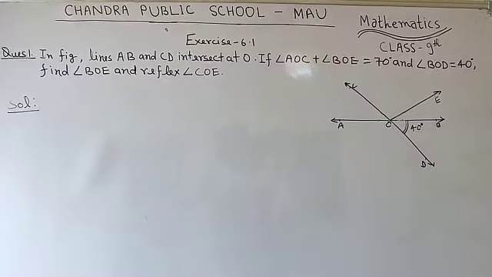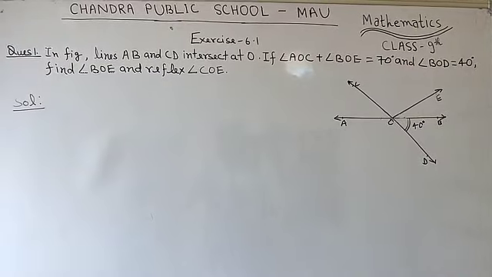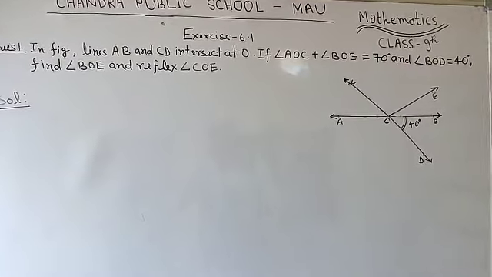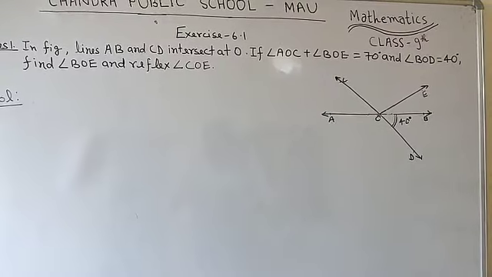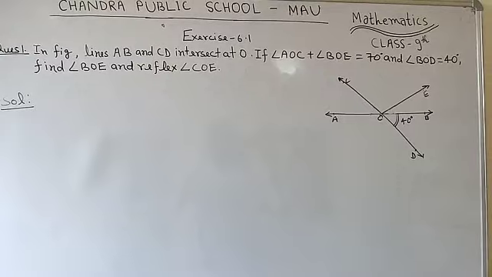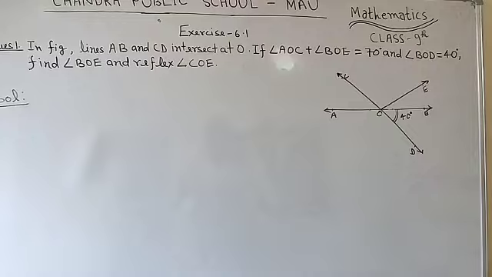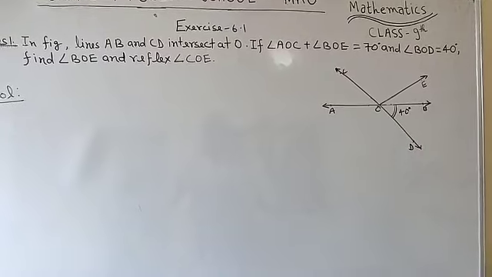Today I am going to start exercise 6.1. Here I have written question number 1. In the given figure, lines AB and CD intersect at O. If angle AOC plus angle BOE equals 70 degrees and angle BOD equals 40 degrees, then find angle BOE and reflex angle COE.